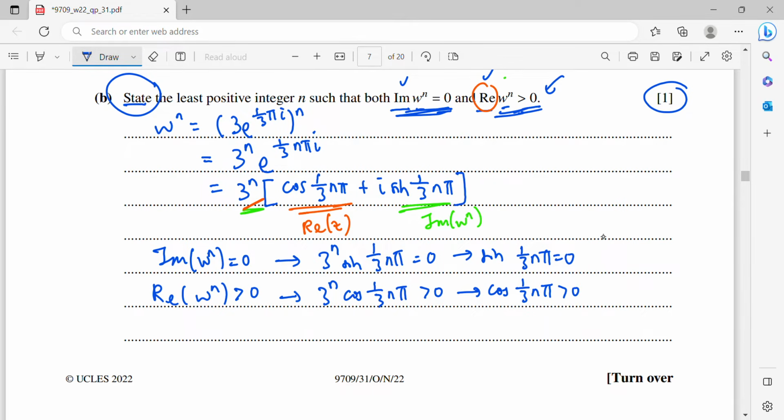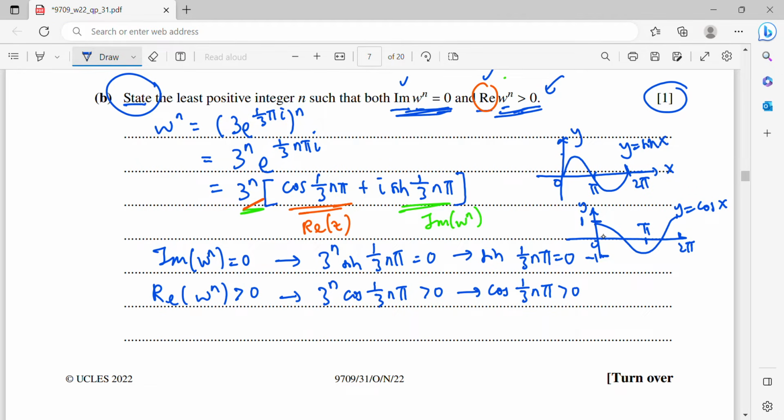So now let's refer to the cos and sine graph. Firstly, I refer to the sine graph. This is 2 pi. Here is sine, then 0. Then for the cos graph, here's 2 pi. So at 2 pi and 0, I'm getting 1. At pi, I will be getting minus 1. Okay, so this is y equals sin x, and the second graph is y equals cos x. Now let's see the first condition.